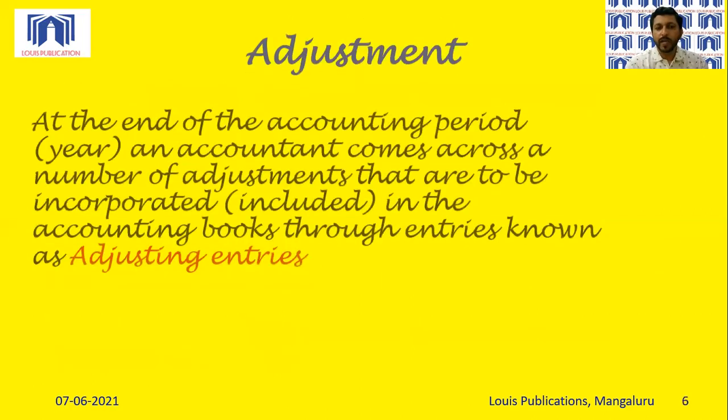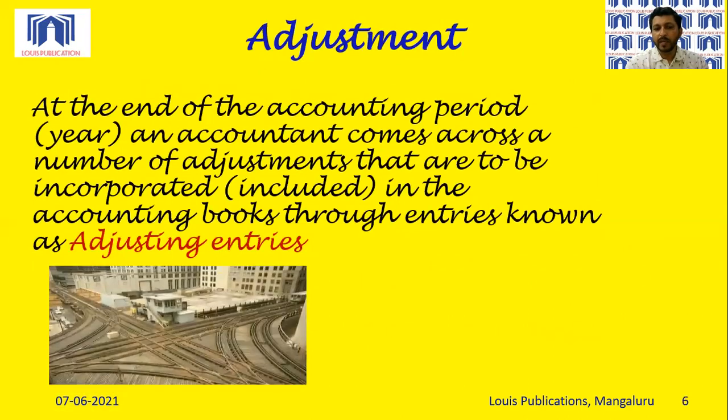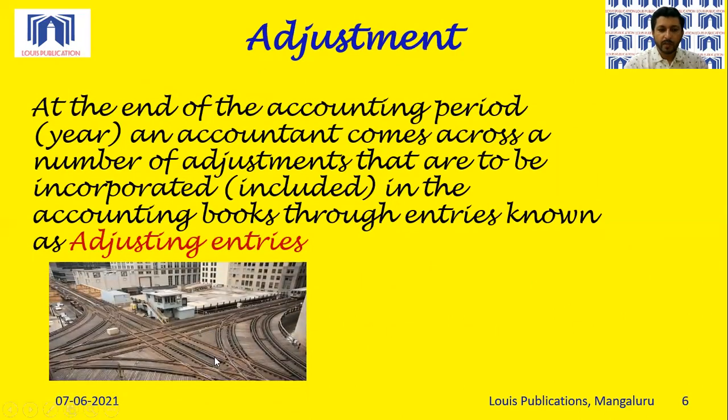Then we talk about adjustment. What do you mean by adjustments? As you see over here, railway tracks, in all directions, you can say north, east, west, and south.